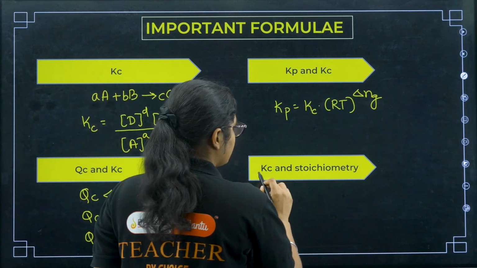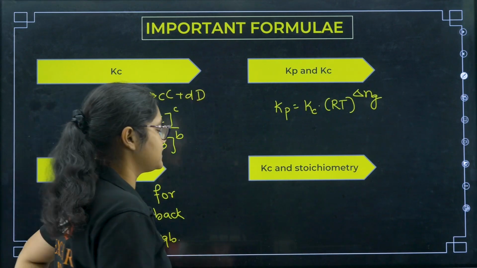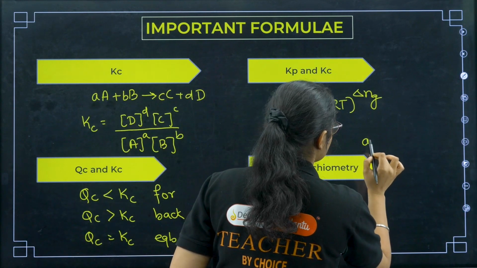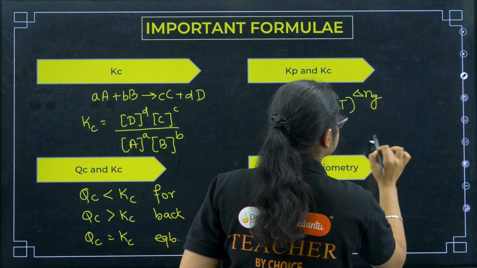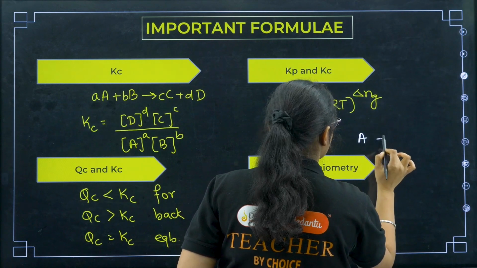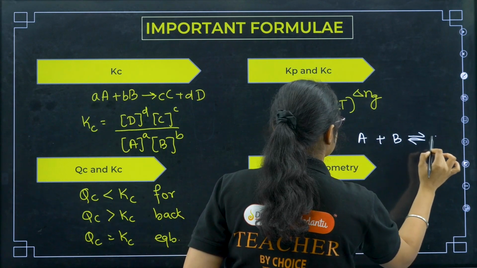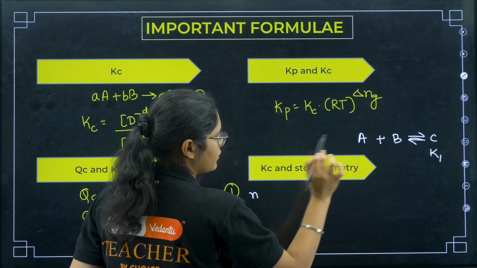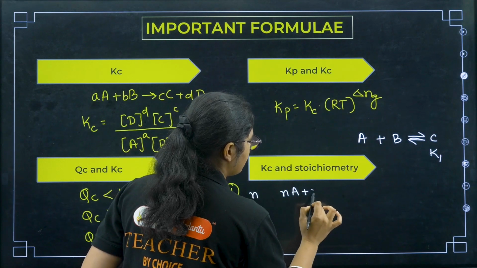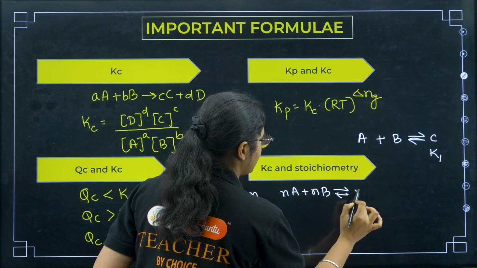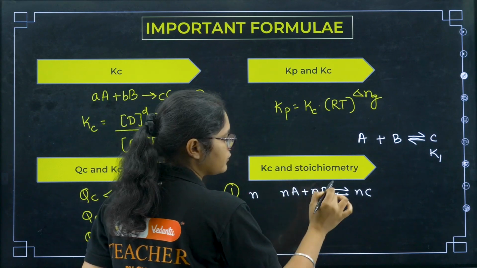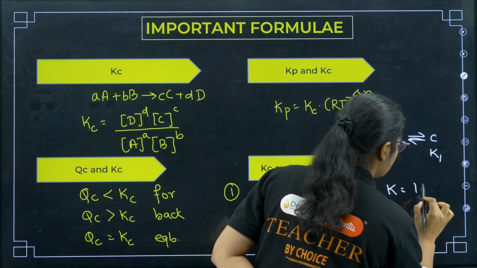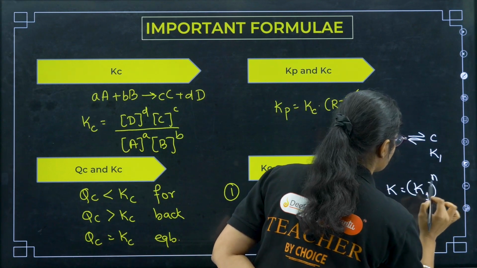Next, what do we have to think about? Kc and stoichiometry. Here also I have 3 points. Let me write down a reaction. Suppose I have a reaction A + B gives C and its equilibrium constant is K1. Now suppose I multiply the whole equation by n. So what will I get? nA + nB gives nC, right? Now what is the equilibrium constant for this reaction? If you have multiplied the whole equation by n, it will become K1 to the power of n.